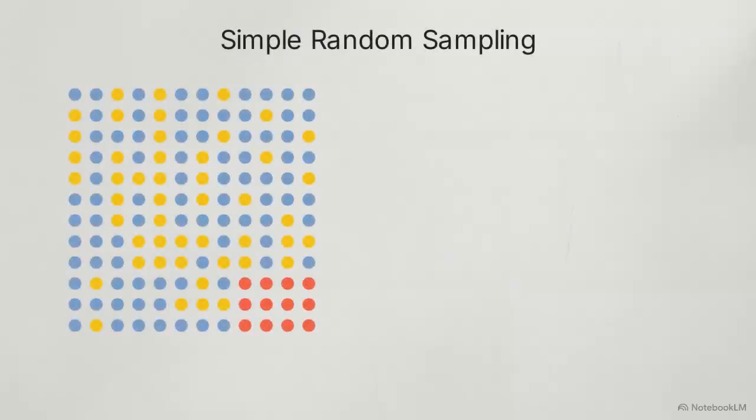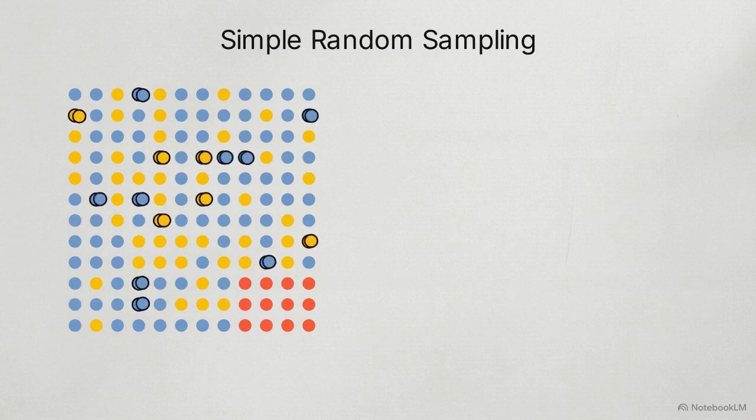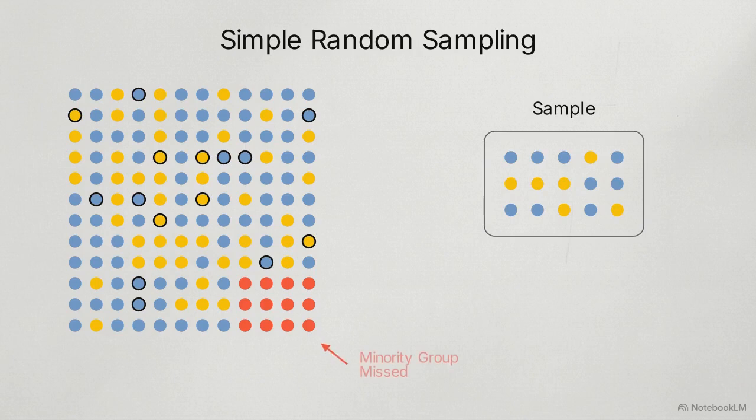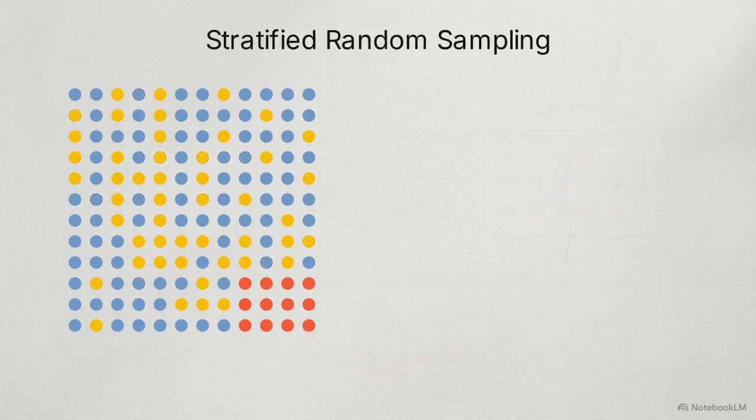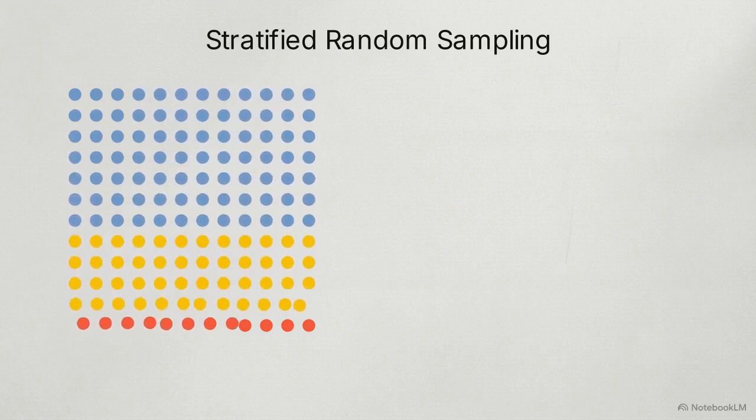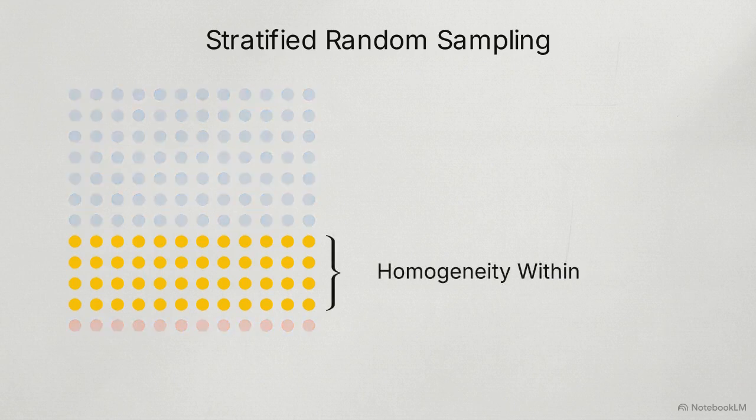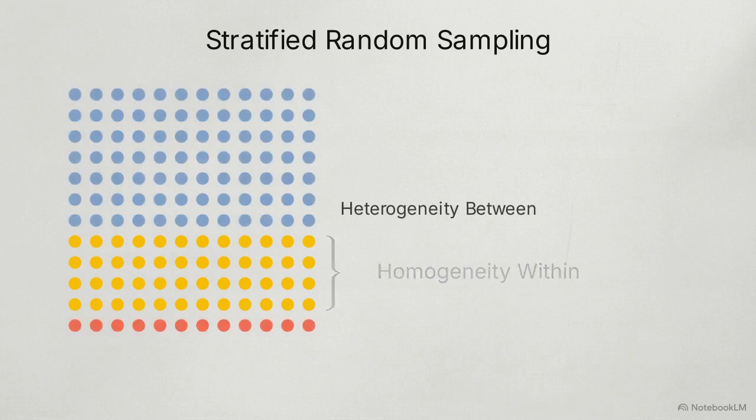This grid visualizes the baseline method, simple random sampling, where every dot has an equal randomized chance of selection. But this has a structural vulnerability. If you have distinct but numerically small subgroups, a purely random poll can easily miss them entirely. To capture that subgroup variance, we use stratified random sampling. We sort the population into mutually exclusive, meaningful segments. The strict rule here is that there must be homogeneity within the groups, meaning the elements inside each band share similar traits, and heterogeneity between the bands.